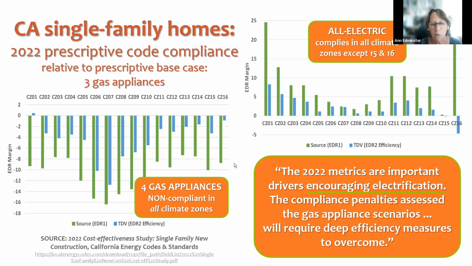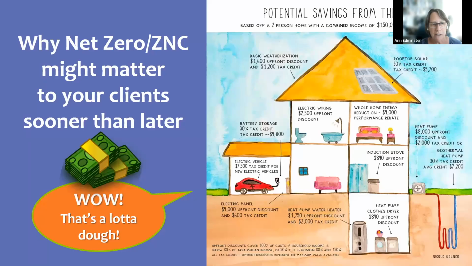So if you haven't already encountered this challenge in your practice, you may very well be facing it. On the bright side, your clients may be quite interested in this because of all the money that's been put on the table by the feds via the Inflation Reduction Act, as well as what's happening in a lot of local jurisdictions, with more money coming through utilities and community choice aggregators, your CCAs. So there's a lot of money on the table now.